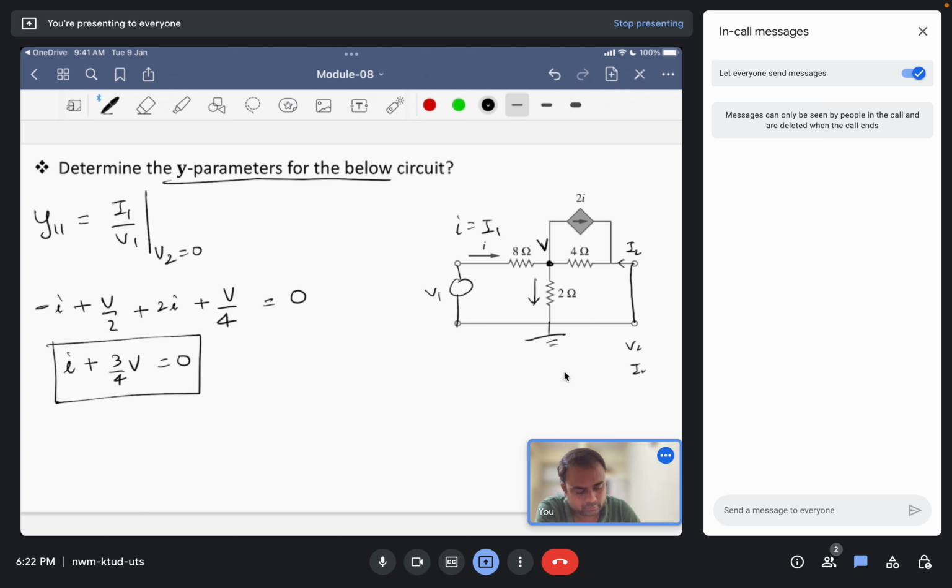And also we know that V1 minus V by 8 is I. So let us substitute I here. It is better to substitute small v because v will not come in our y parameters. So let us find v here. So v is 8I. So v is minus 8I. So v is equal to minus 8I plus V1.